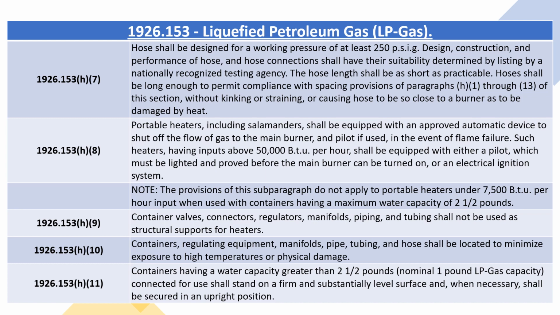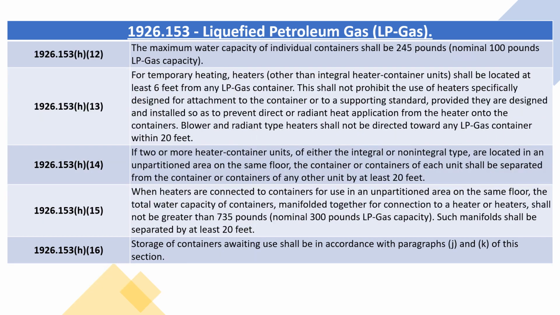1926.153(h)(11) Containers having a water capacity greater than 2.5 pounds, nominal 1 pound LP gas capacity, connected for use shall stand on a firm and substantially level surface and, when necessary, shall be secured in an upright position. 1926.153(h)(12) The maximum water capacity of individual containers shall be 245 pounds, nominal 100 pounds LP gas capacity.